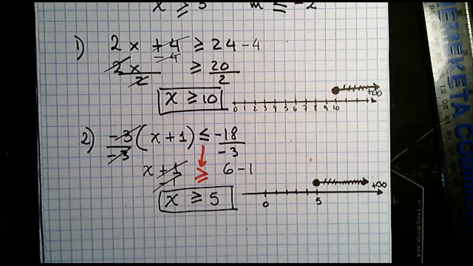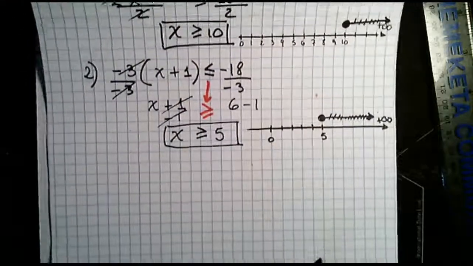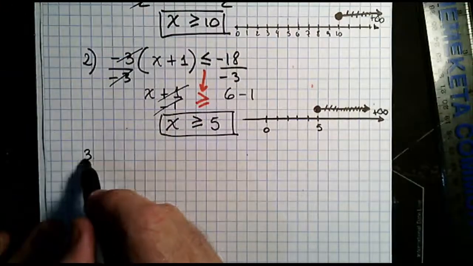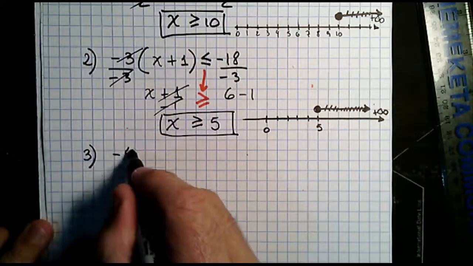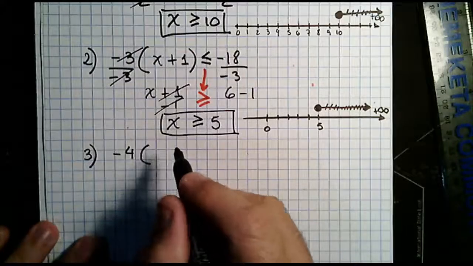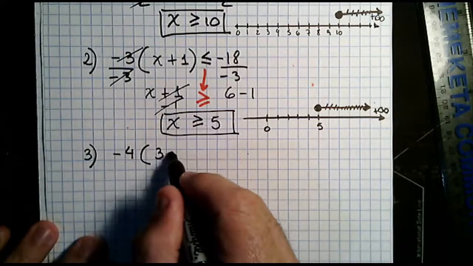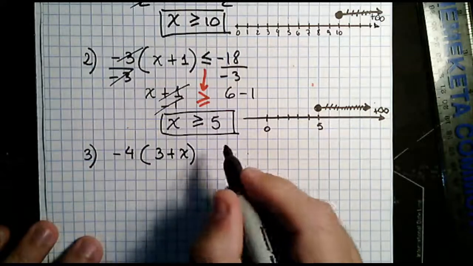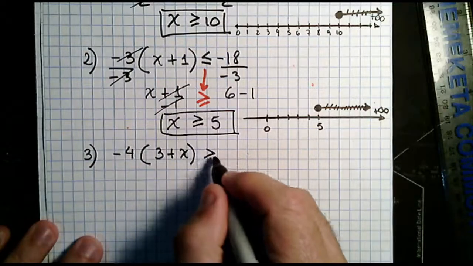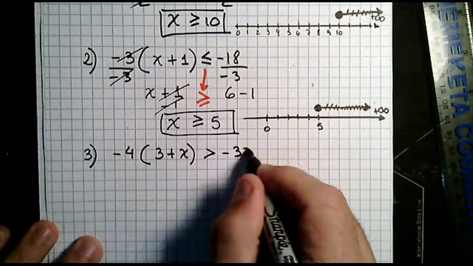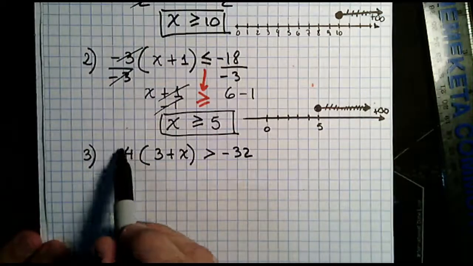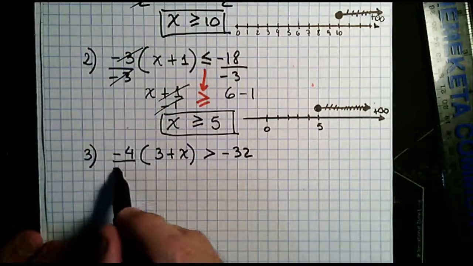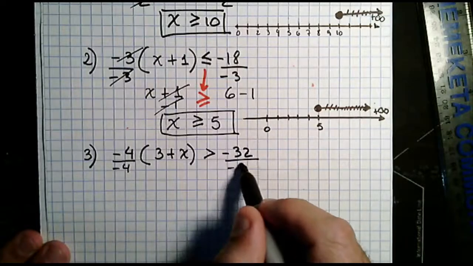Very good. Let's do one more explaining this situation, number 3, okay? In number 3, I have negative 4 parentheses, 3 plus x, and this one is greater, only greater than negative 32. So again, as you can see here, I had to eliminate this by dividing both sides by negative 4.